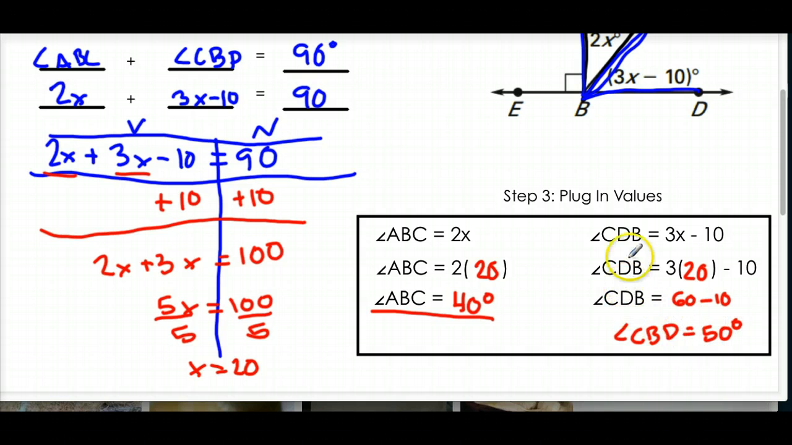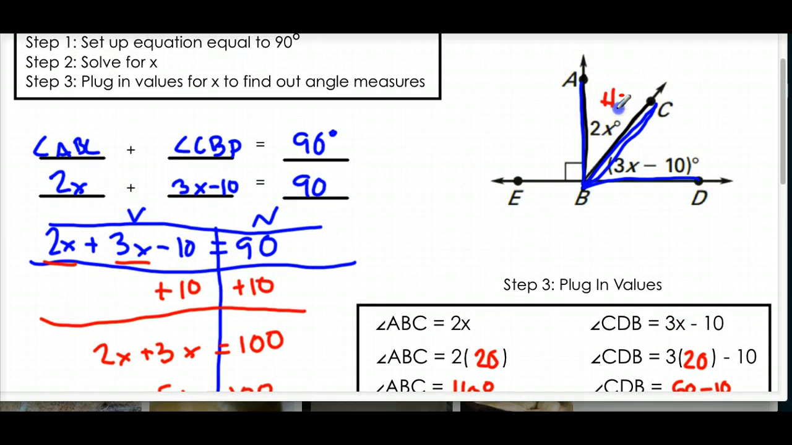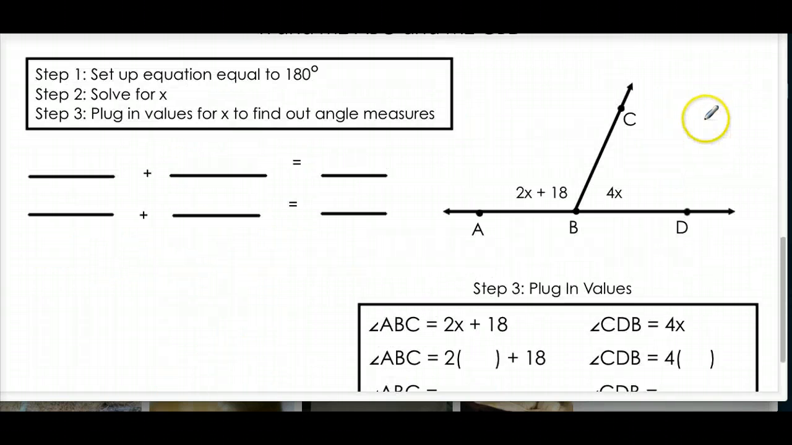Now, just to check, let's see if we actually did this right. If ABC is 40 degrees, and CBD is 50 degrees, are these complementary angles? Yeah, these are going to add up to 90. So these equal 90. We did everything perfectly. Once again, we're on a roll.